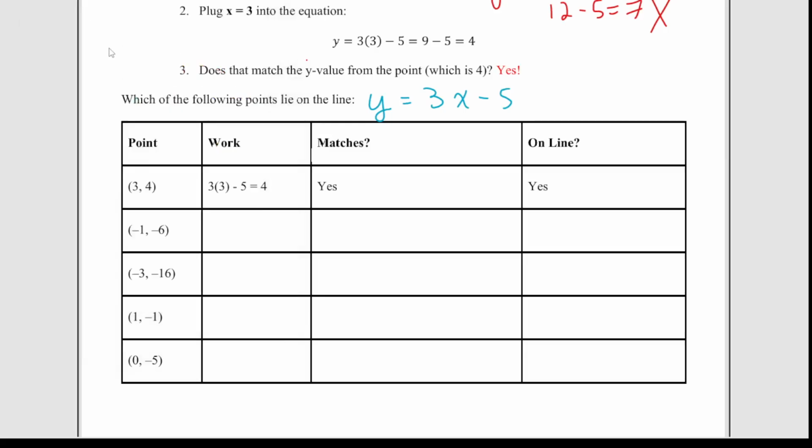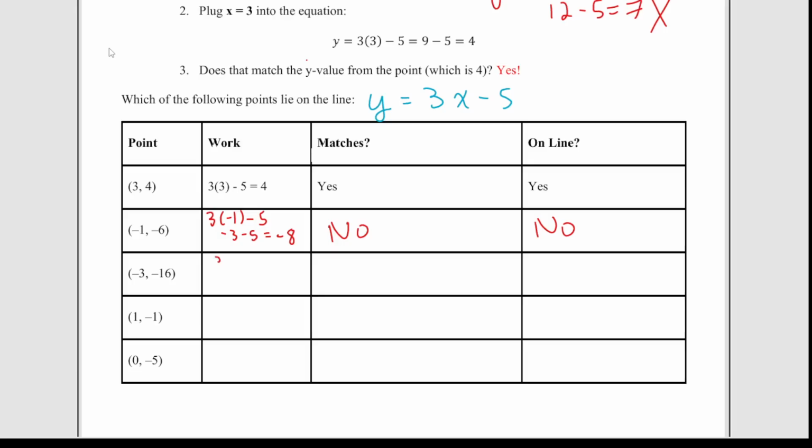Okay, so if we're going to plug in the first one, we're plugging in 3 times negative 1 minus 5. 3 times negative 1 is negative 3. Negative 3 minus 5 is negative 8. So no, it does not match. Negative 8 is not equal to negative 6, so it is not on the line.